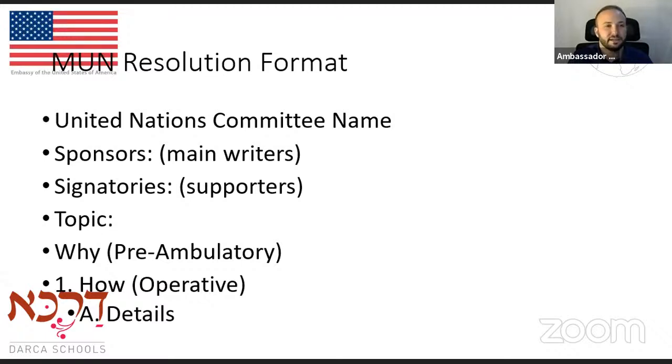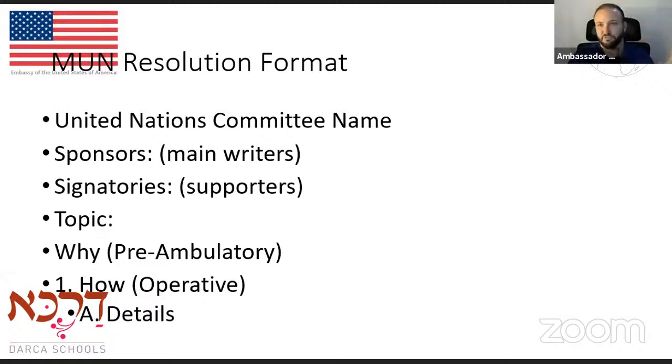Okay, so this is what a draft resolution format looks like. First of all, the committee name, in our case the World Food Program, the sponsors, who are the main writers of the document, the supporters, which are signatories, then the topic name, why we're doing it, called preambulatory clauses, how we're going to do it, or operative clauses, and then the details.